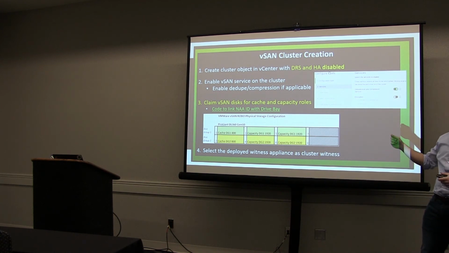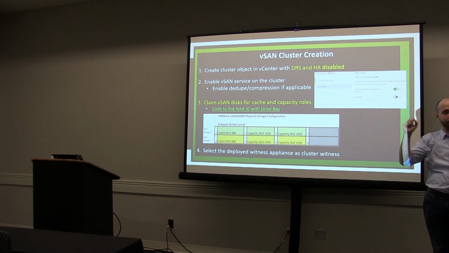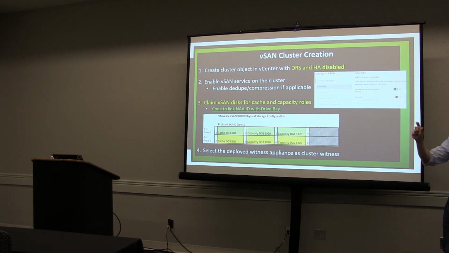However, we ran into a problem where the wizard doesn't show you the physical drive bays, or the location of the disks on those hosts. All it gives you is the NAA IDs. So at the time, we had to figure out how to run the HPE Smart Storage Administrator command line utility in order to find values where we could associate those NAA IDs with physical drive bay location.